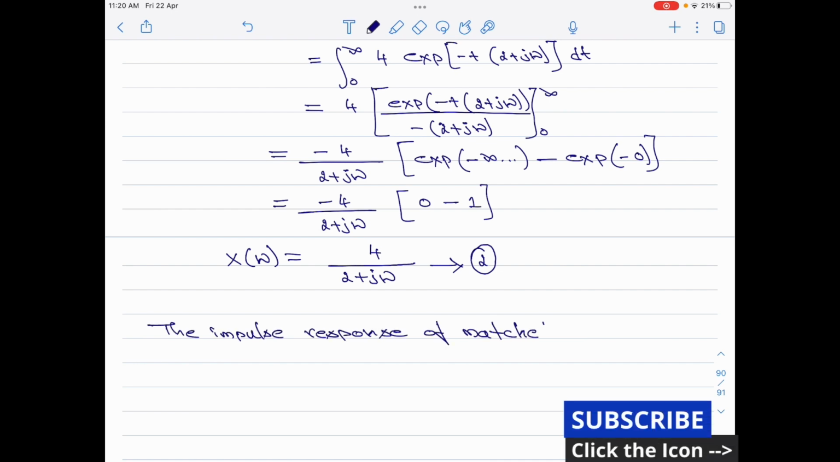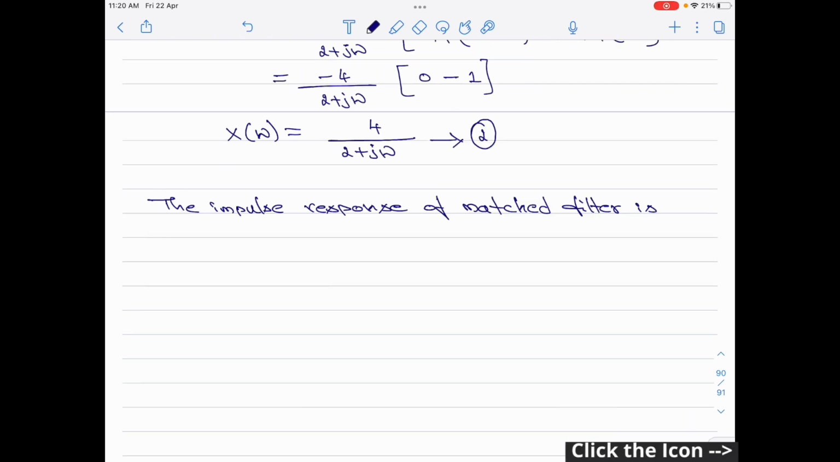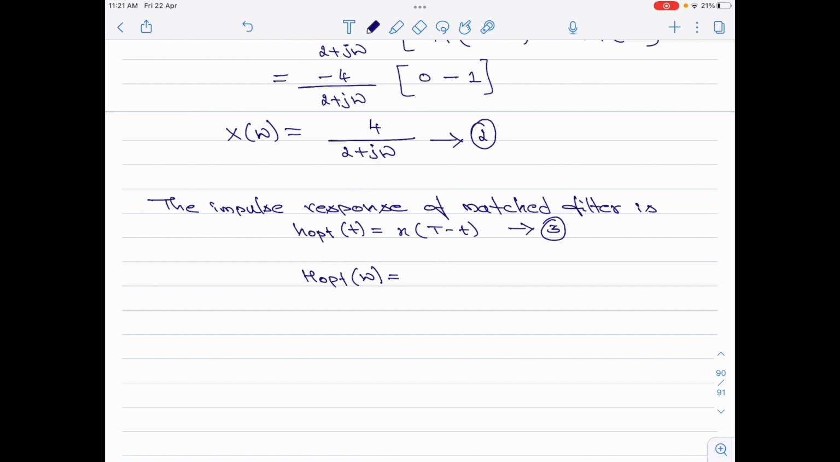In time domain, it is given by h optimum of t is equal to x of capital T minus small t. Let me call it equation 3. And in frequency domain, it is given by h optimum of omega is equal to x of minus omega multiplied by exponential of minus j omega capital T. Let me call this equation 4. These are the impulse responses of the matched filter.